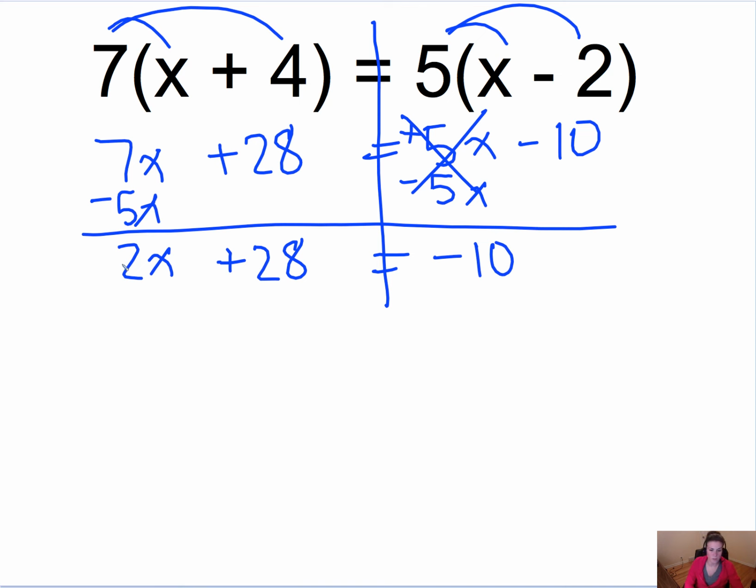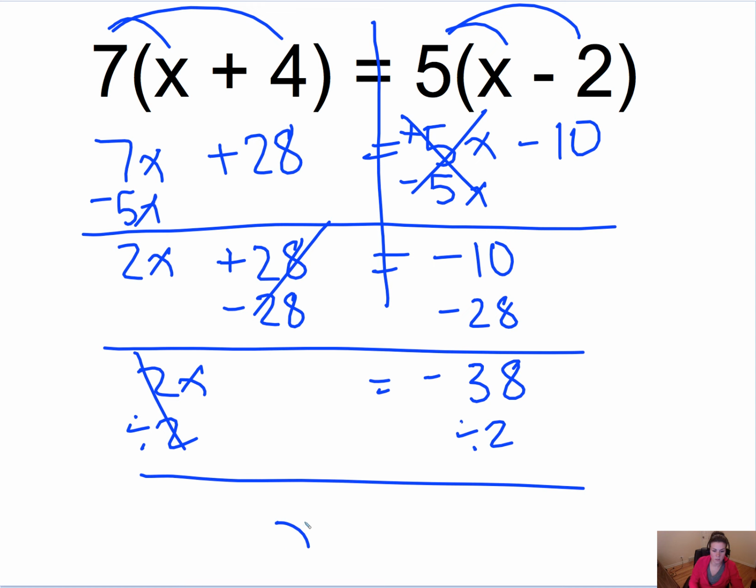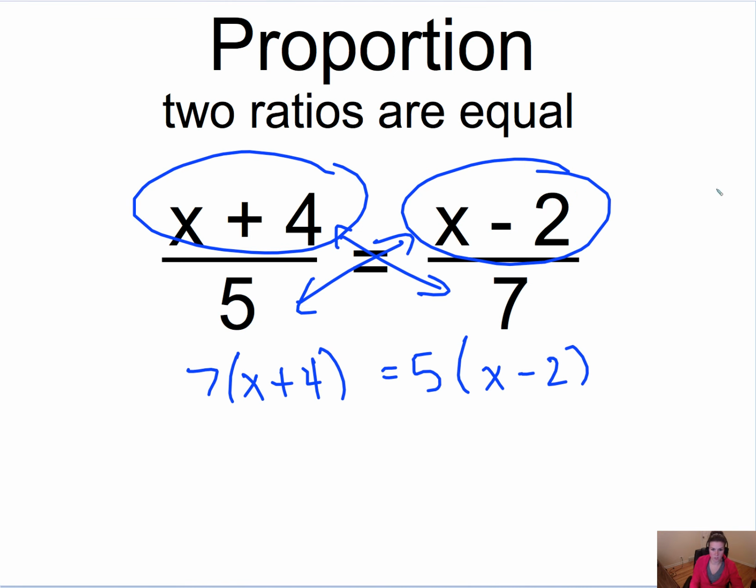And now with the x, we've got the 2 and the 28. We need to move the 28 first because we undo addition or subtraction first. So I'll undo that with subtraction. And we get 2x equals negative 38. And then last, we would divide by 2 on both sides. These cancel, and we get x equals negative 19. Now, if they just asked you to solve for x, you would be done. But if they wanted you to figure out what the missing numbers were, then you would actually have to plug this back in for each of these. Because in our proportion here, we had x plus 4 and x minus 2.